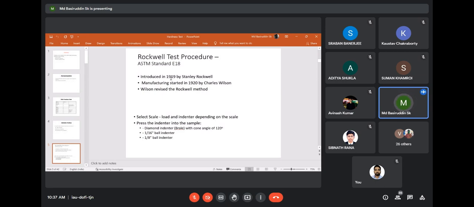This indenter has certain specifications, like the cone angle is 120 degrees. If we follow this indenter and apply a fixed, specific load, then we will get different depths of indentation, and this depth of indentation can generally be measured by reading some dials. I will show you in the next slide how the depth of indentation can be measured by reading those dials.